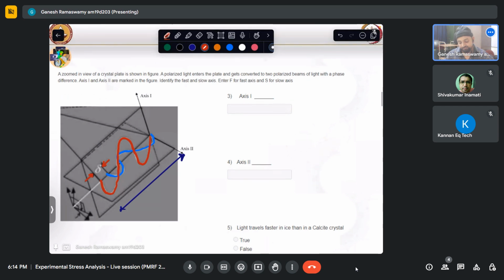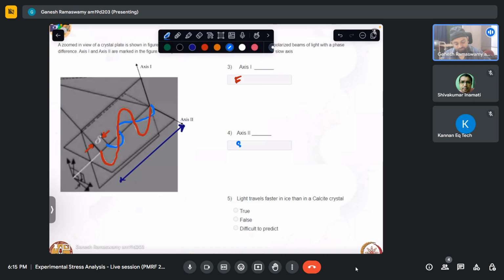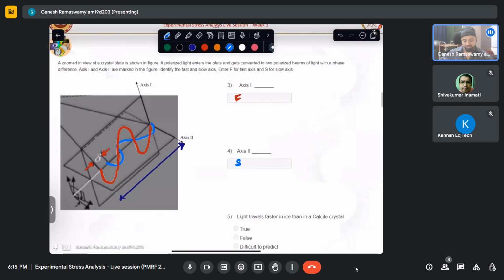So the question asks: a zoomed in view of a crystal plate is shown in the figure. A polarized light enters the plate and gets converted into two polarized beams of light with a phase difference as shown. Axis 1 and axis 2 are marked in the figure. Identify which is the fast and which is the slow axis. Type F for fast and S for slow. We can clearly see that red leads the blue one. So red is fast and axis 2 is slow. I hope that is clear.